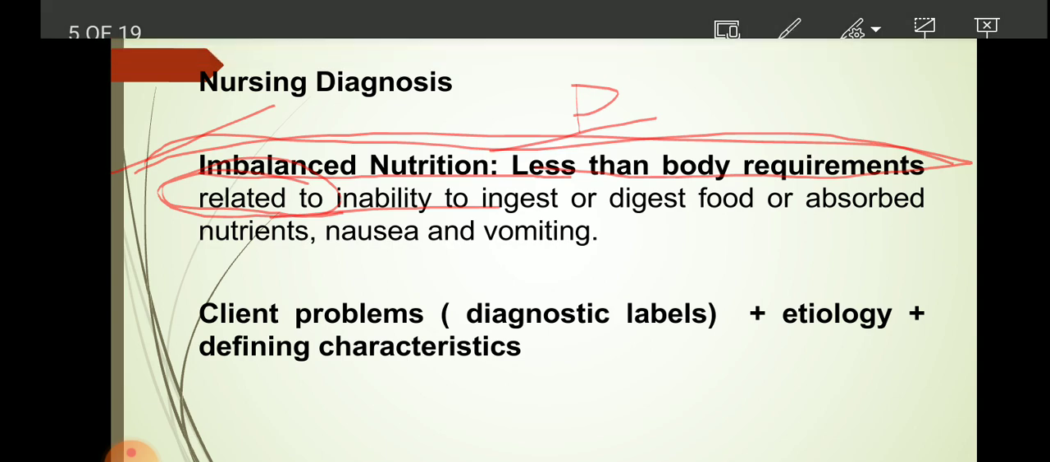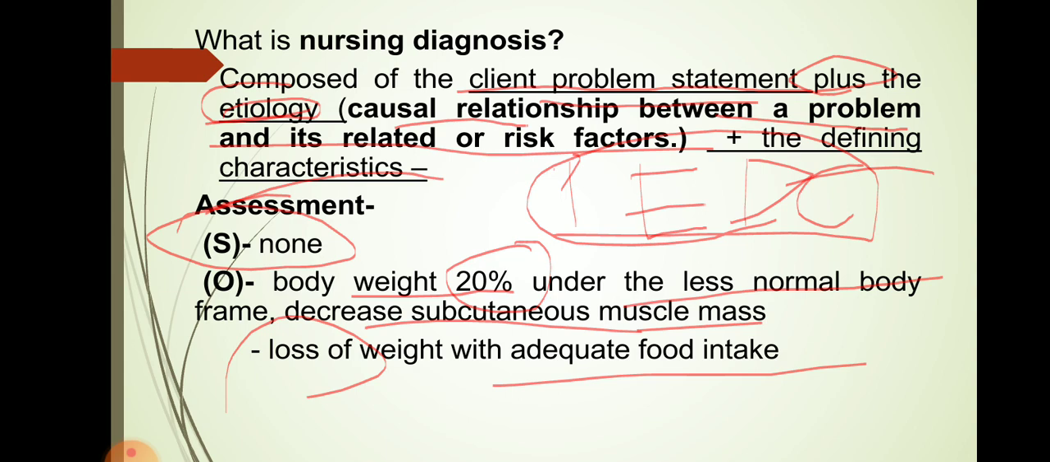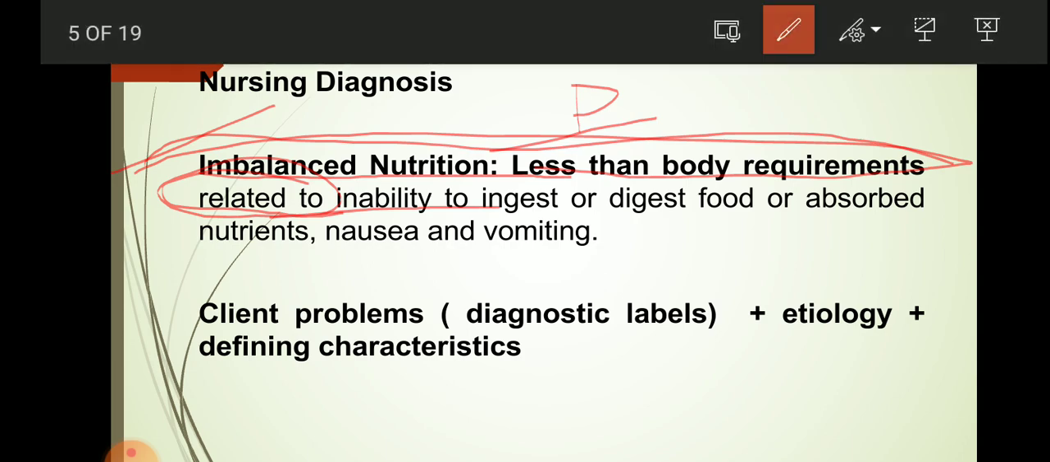Related to, so unsa man ang atong etiology this time. Of course, etiology niya is because of less than normal body frame, and there is decreased subcutaneous muscle mass. At the same time, there is no proper absorption of nutrients. Okay? Kasi kahit kain siya ng kain, wala namang nag-reflect sa iyang weight, di ba? So somehow there is a problem with regards to the absorption of the nutrients. So mauna ato ang related to. So imbalanced nutrition, less than body requirements is the problem.